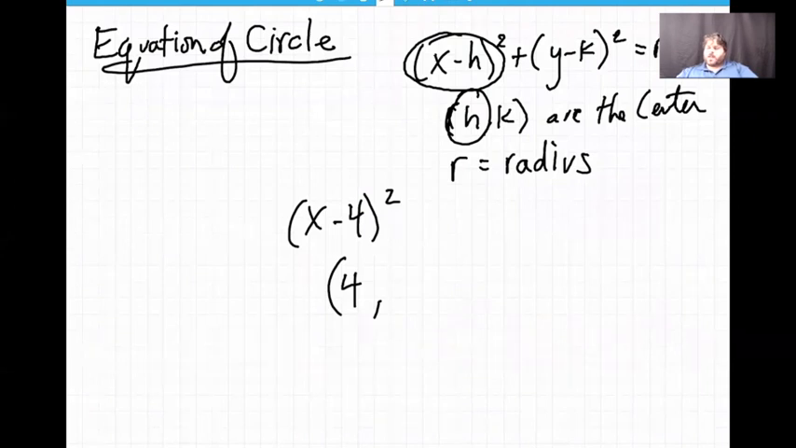Now, what if in the formula it says x plus 4? Well, that means h must be negative 4, because you're really doing x minus h, and h is negative 4, so these double negatives make a positive in the formula.